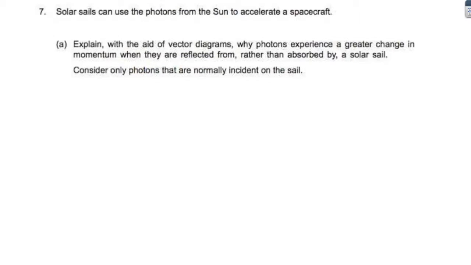This question looks at using photons of light from the sun to accelerate a spacecraft. Now it turns out that photons in fact have momentum. This question wants us to use the change in momentum of the photons. To do this, we need to draw vector diagrams to show that there is a greater change in momentum of the photons when they are reflected rather than absorbed by the solar sail. And we're only going to consider photons that are at 90 degrees to the sail.